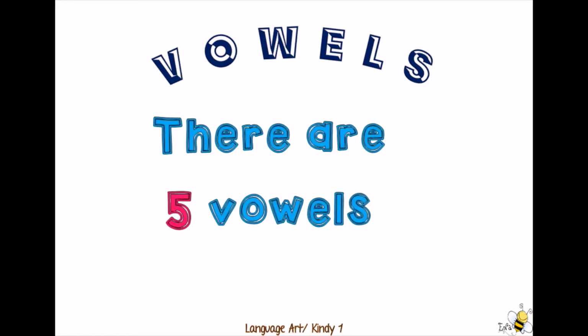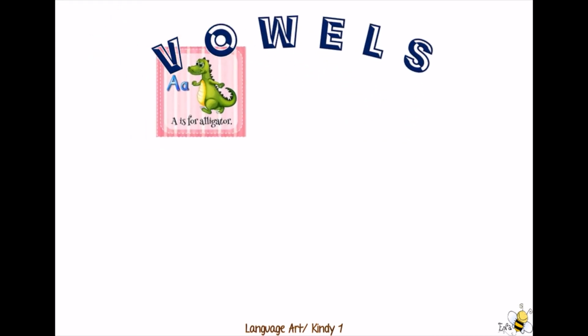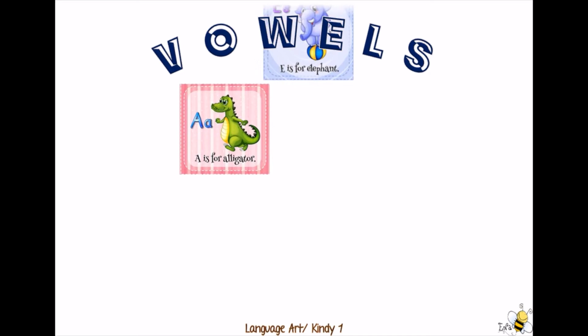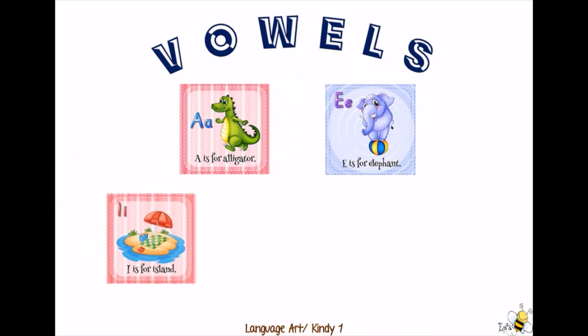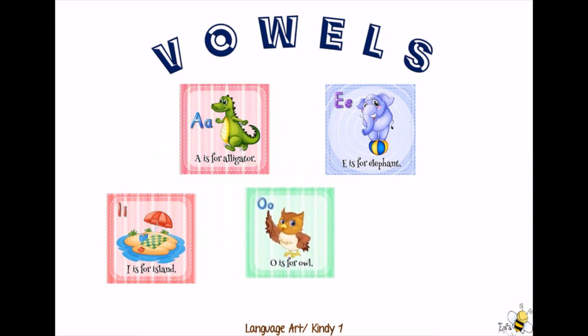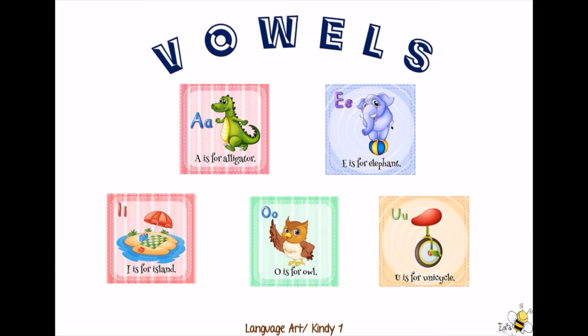And now, let's see the vowels out of the 26 letters. There are 5 vowels. There's a, e, i, o, u. Okay, only 5 vowels.